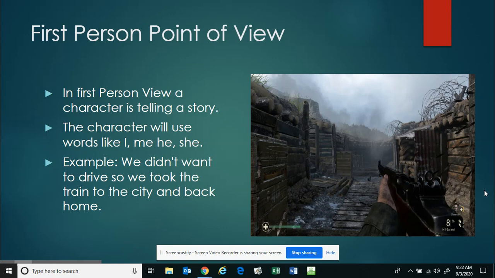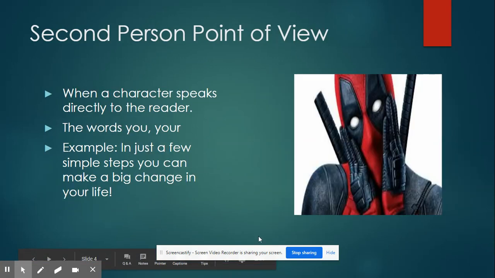So it's the same thing in a story. The story revolves around that person and what he or she sees in front of them. The example would be: we didn't want to drive, so we took the train to the city and back home. So we and we, these are all pronouns. So it's first person.